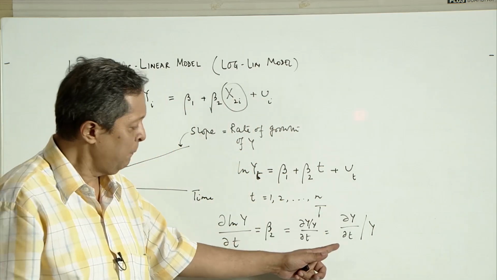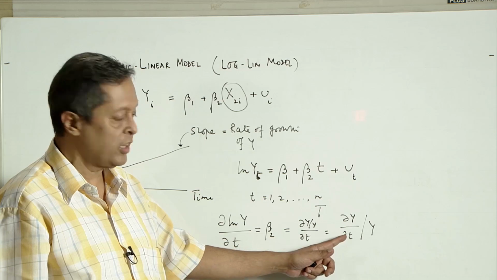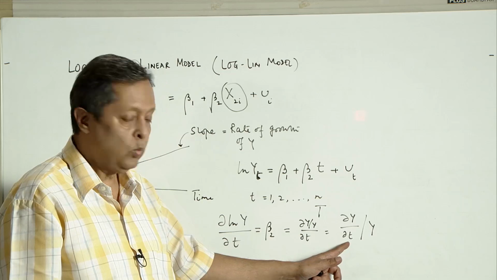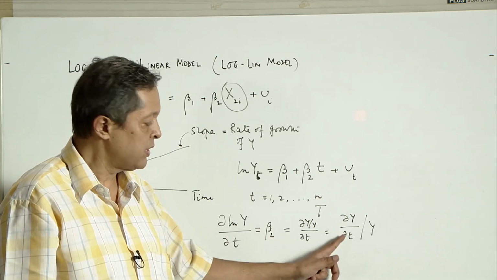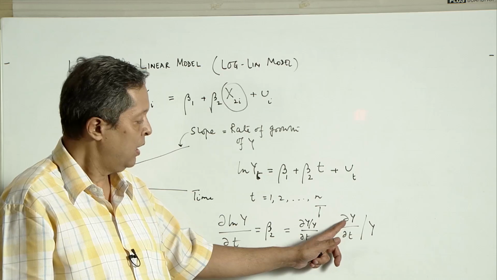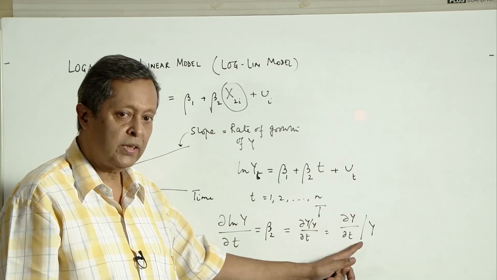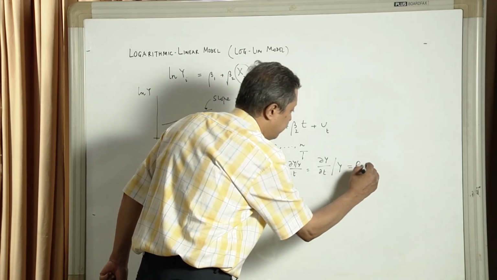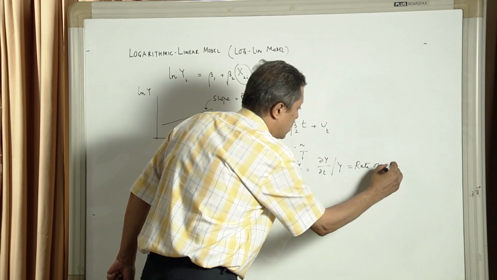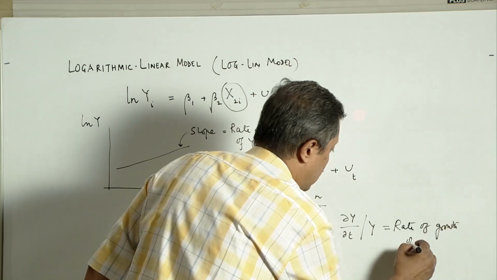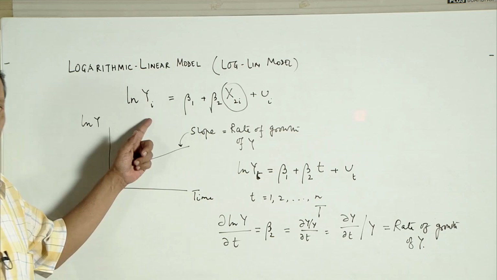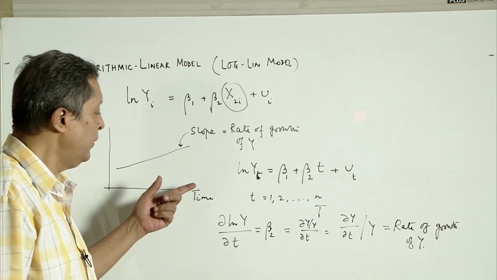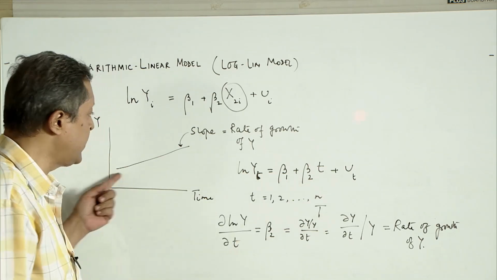So, what is the numerator? It is the rate of change of y with respect to time, and what is the denominator? The value of y. So, with 1 unit of time, this numerator shows how much y increases, and the denominator shows the value of y. So, this is nothing but the rate of growth of y. Typically, if y is the national product, gross national product or gross domestic product, then we can use this kind of a regression to find out the trend growth rate.